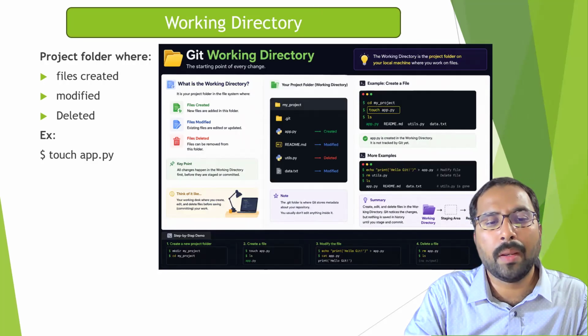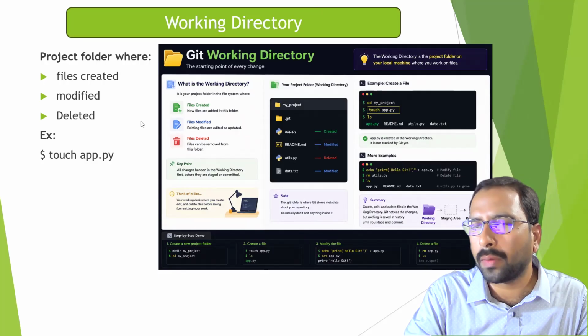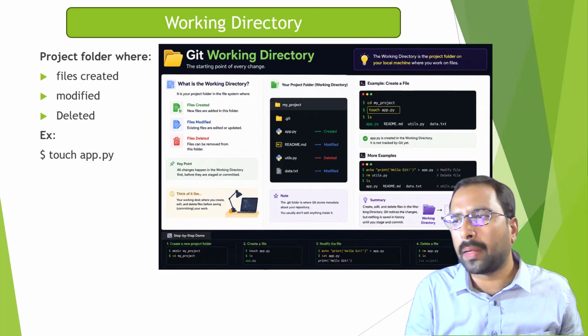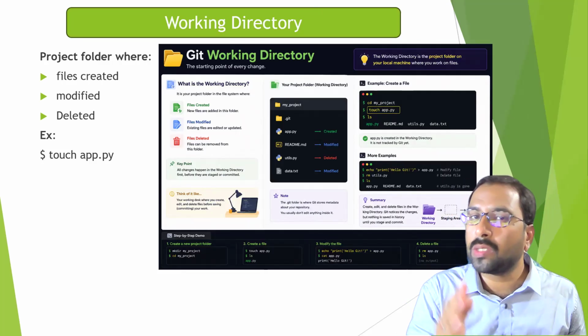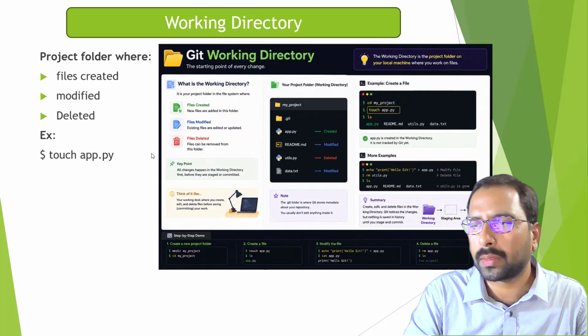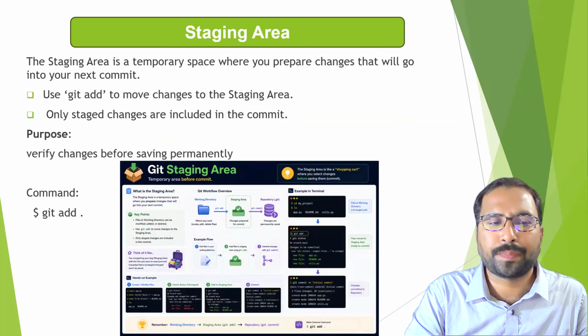Changes in the working directory are temporary until they are added to the staging area and committed. Why? Because whatever files you added, whatever modifications you did, will still be there in the working directory only. Once you add these files into the staging area, then it is going to track them. As I already told you, right? So here, this is the staging area.